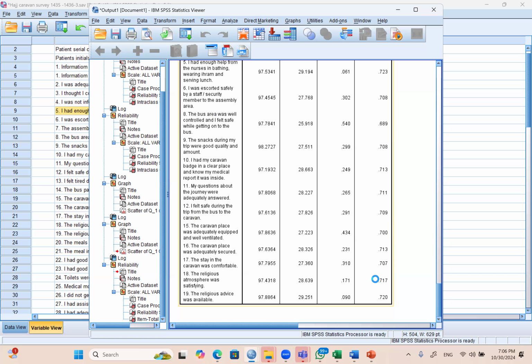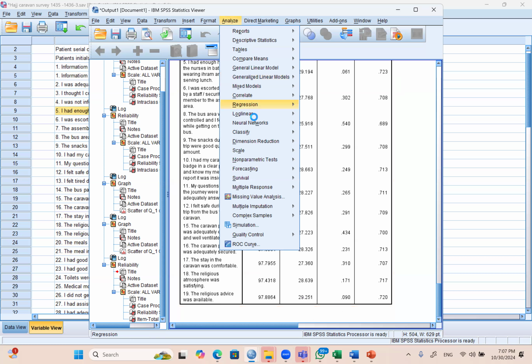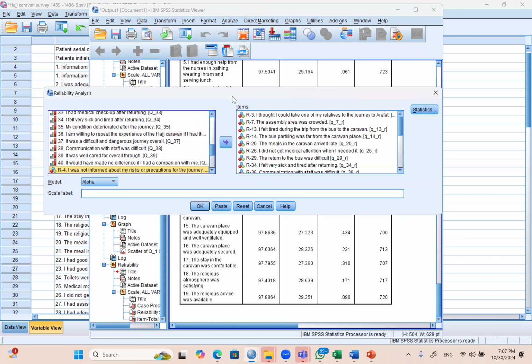Okay, so let's now repeat the same analysis. Analyze, scale, reliability, and look for number 4. Was it 4? And what else did we want to remove? Numbers, what?